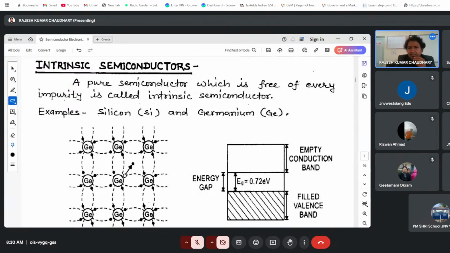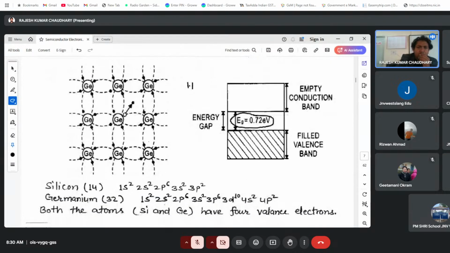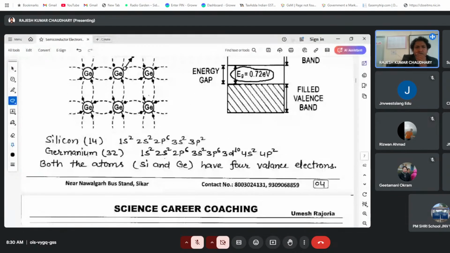When you see this energy band, by seeing the energy band gap we can say that this belongs to germanium, because the energy band gap is 0.72 electron volt. And if you want to draw it for silicon, it should be 1.1 electron volt. And for any insulator, the energy band gap should be more than 3 electron volt. Remember, more than 3 electron volt.